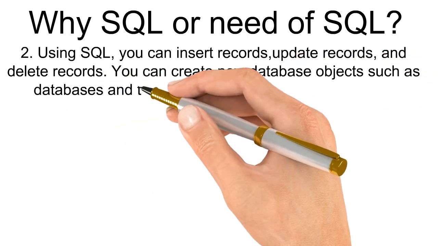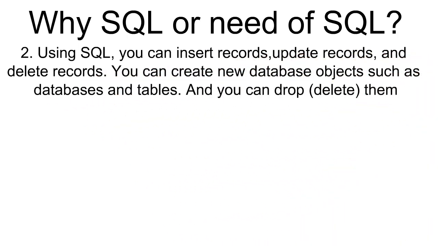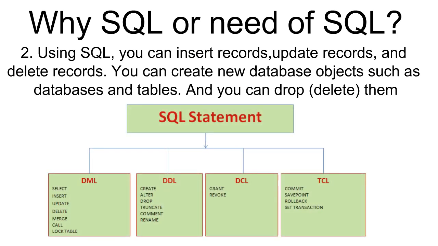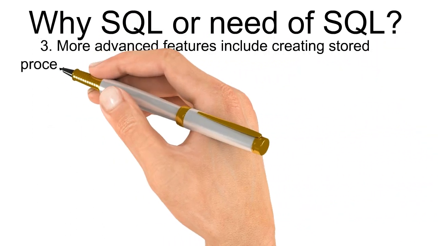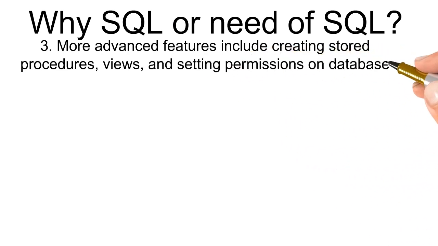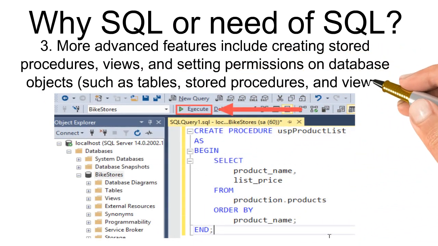You can also create objects such as databases and tables, and you can also drop them. And as I discussed before, there are many kinds of language statements using which we perform all these kinds of operations. Advanced features of SQL include creating database objects such as SPs, views, triggers, and setting permissions on these database objects. If you are not aware of stored procedures and views, then just consider it as a bunch of logic which is used to display the data to the user. So we will learn more about stored procedures and views in the upcoming videos. For now, just understand SQL is used to write SPs and views and also to set permissions on who can view the SP or who can execute the SPs.